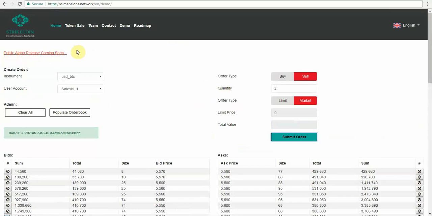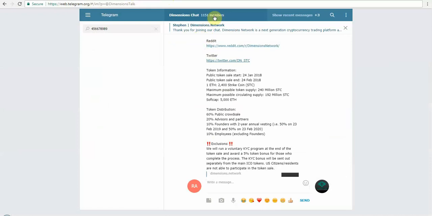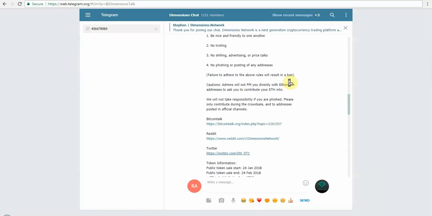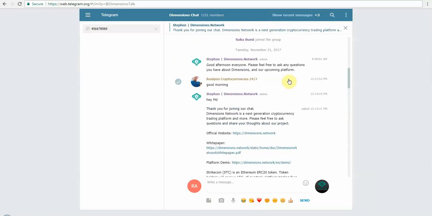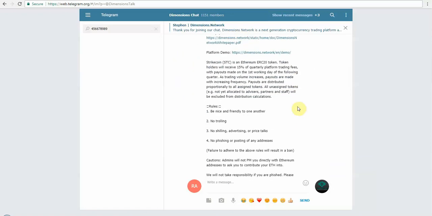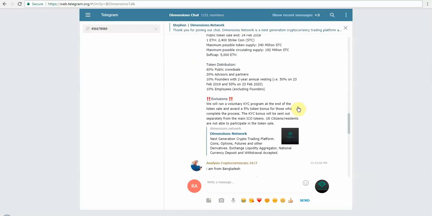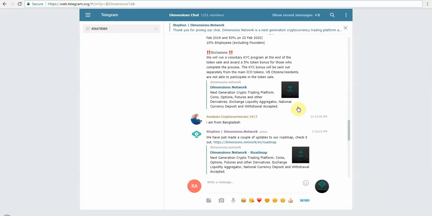Okay, let's look at the Telegram. So they have 1,151 members at the time when I'm recording, and in the pinned message, they have given all the details over here. So please consider going through it, and feel free to join their Telegram channel and ask the questions of your choice.